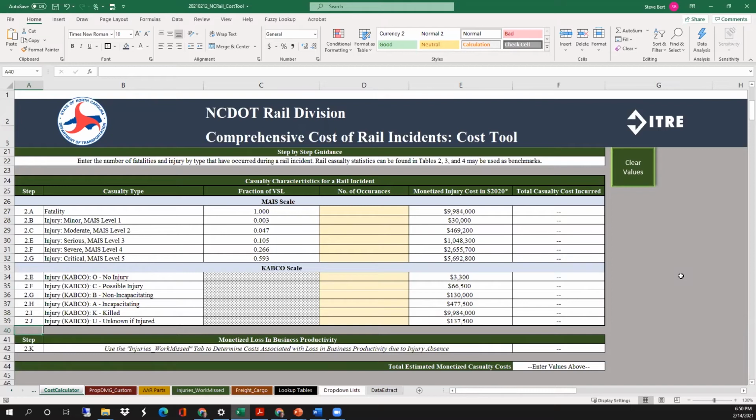Let's try it out. Let's imagine that we have received information about a rail incident. The incident was a rail collision involving a passenger train containing 8 individuals. We learned that there were 2 severe injuries, 1 critical injury, and we do not know the injury status of 5 other individuals. We can take that information and input that into the tool to determine the costs associated with those injuries. So, 1 critical injury.